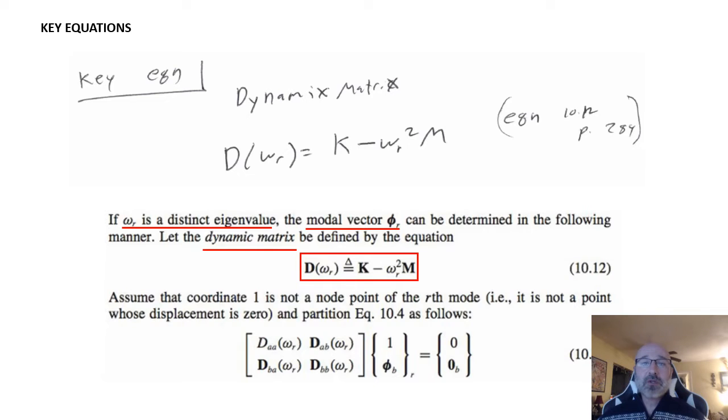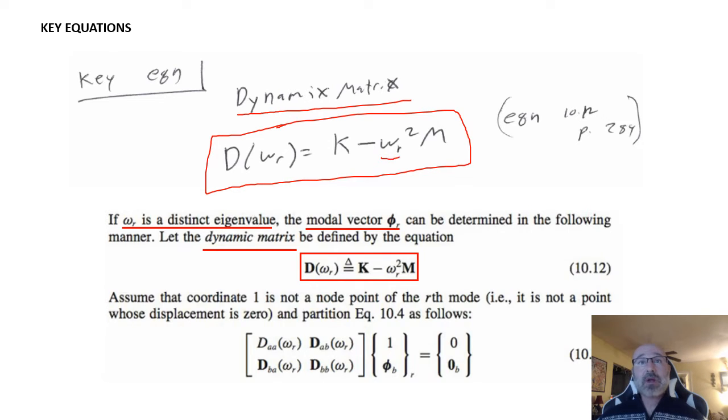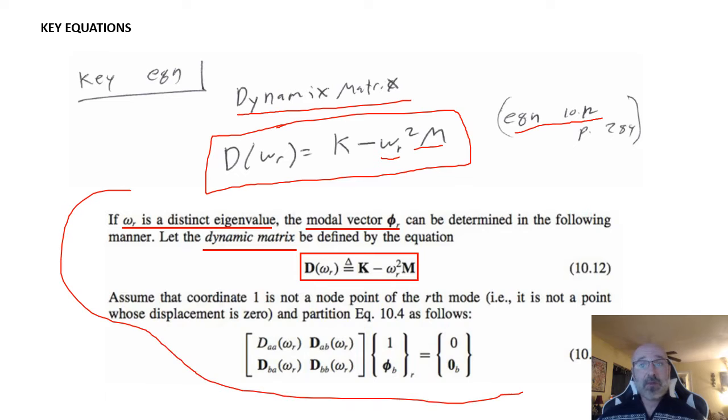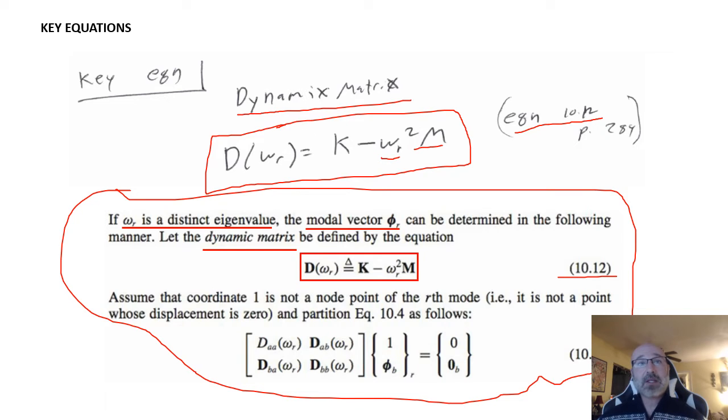So before we get our solution for this problem here, the first thing that we want to do is figure out what our key equations are. So our key equation in this problem is our dynamics matrix. So we can see this is a relationship here. D of omega r is equal to k minus our omega r squared times m. And this comes from equation 10.12 in our textbook. So we can see down here below, I've taken the excerpt from our textbook, and this is our equation 10.12 right here, where we draw that from. So we can reference back to that for further details of how to plug in and what each of the variables are within this governing equation.